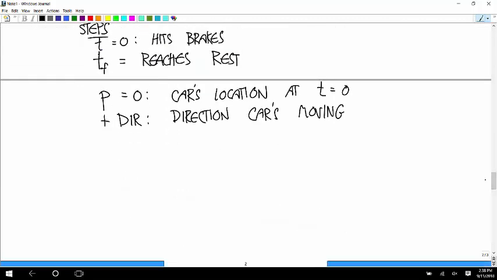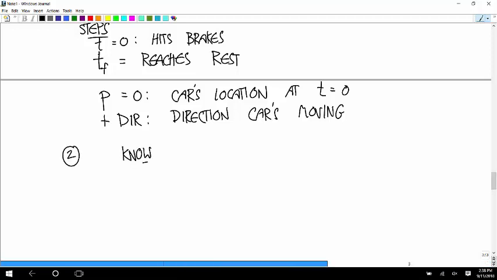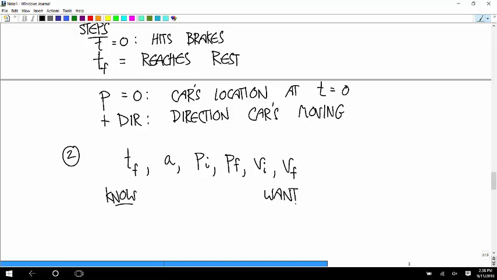And now that we've made those 4 choices, we're going on to step 2, and that's to think about what variables we know and what variables we want. And let's just go through the list. Let me erase these. Okay, so the list of variables is TF, A, PI, PF, VI, and VF. And let's just go through one by one.